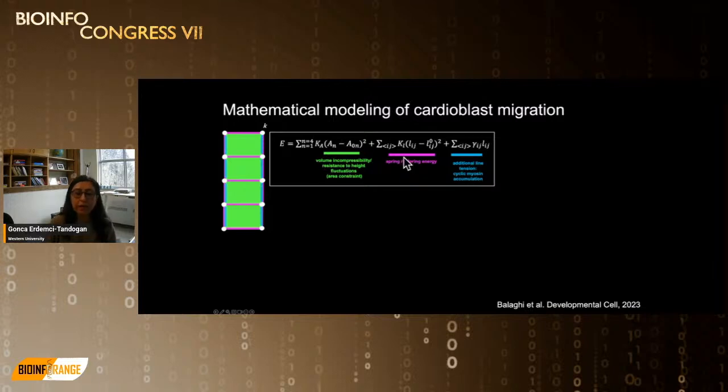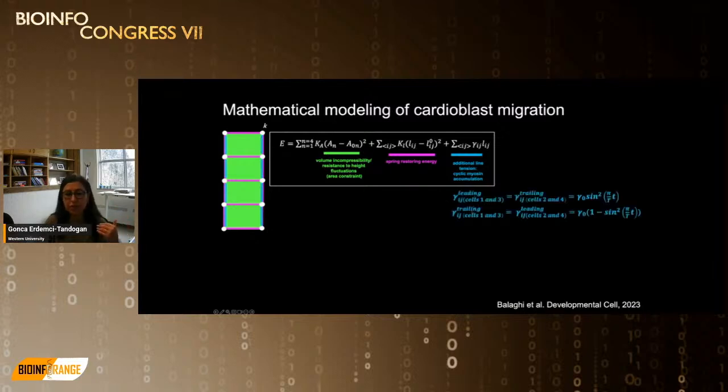And for the second term, we introduce one more term, which is a spring restoring energy. As you notice from the movie, the front and the back of the cell contract and spring back, so it behaves like a physical spring. So we introduce a spring energy to mimic that behavior. And the last term, we introduce an additional line tension at the front and the back of the cell, which we call the leading edge and the trailing edge.